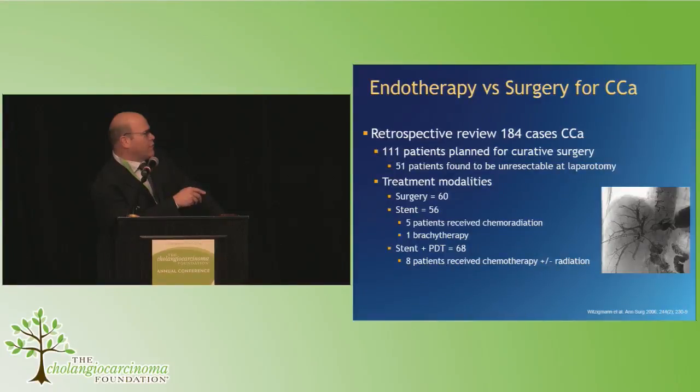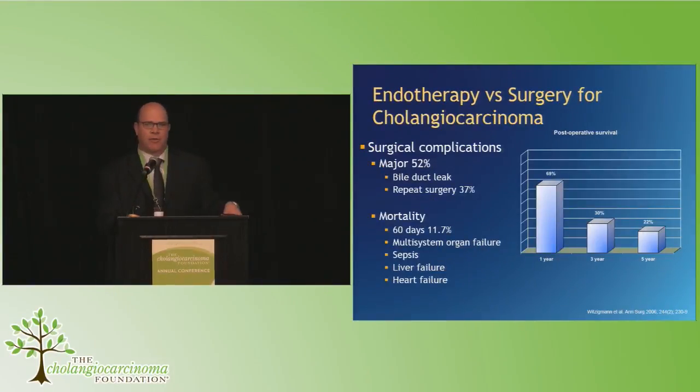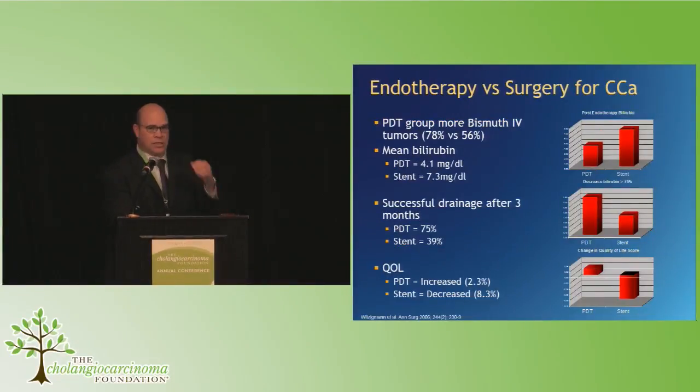60 have surgery, 56 have stents, 68 have stents with photodynamic therapy. So these are stents without photodynamic therapy and stents with photodynamic therapy. Surgical complications are common. I think Matt presented earlier he needed to have another surgery. That's not an uncommon scenario. So as you know, these surgeries are significant surgeries for patients. And this bears out when we look at the data that I'll show you in just a moment.